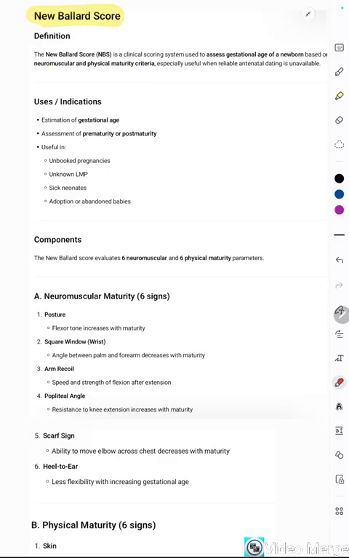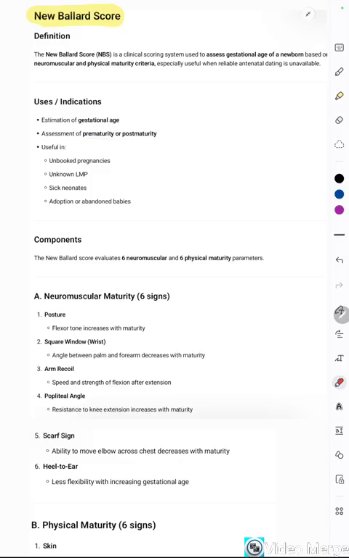It is used in the estimation of the gestational age in cases of unbooked pregnancies, where the last menstrual period is unknown, sick neonates, or in case of adoption or abandoned babies. Assessment of prematurity or post-maturity can also be done on the basis of the Ballard score.